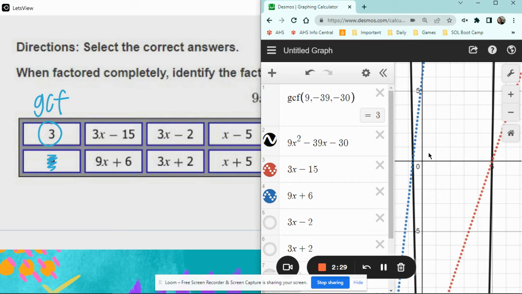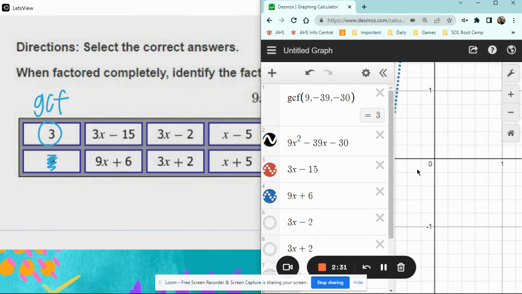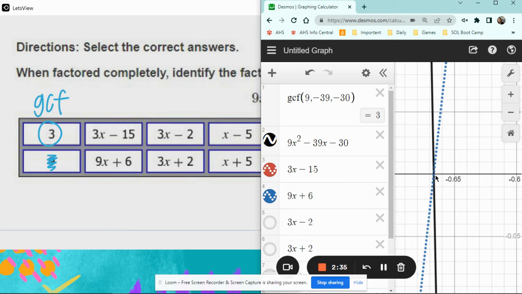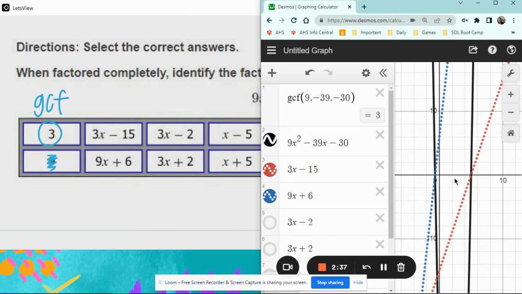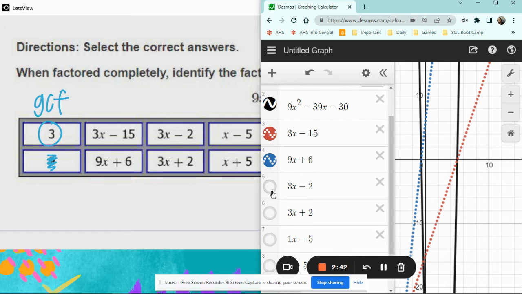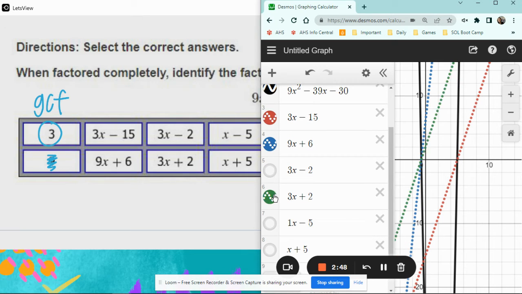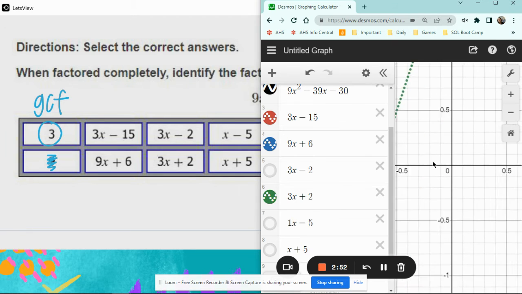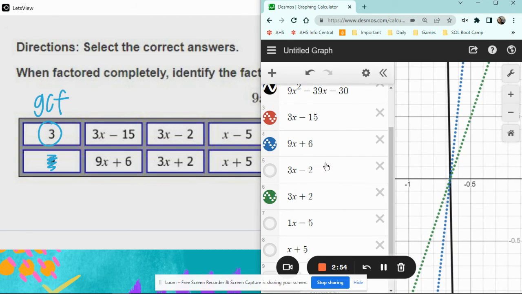Our next one, zoom in. This could be a little tricky. Zoom, zoom, zoom, zoom. All right, that does definitely go through my x-intercept, so that could be an answer. Let's not get ahead of ourselves, let's double check. That orange one does not go through my x-intercept, so that's not it. 3x plus 2. Uh-oh, we've run into an issue. They both go through my x-intercept.